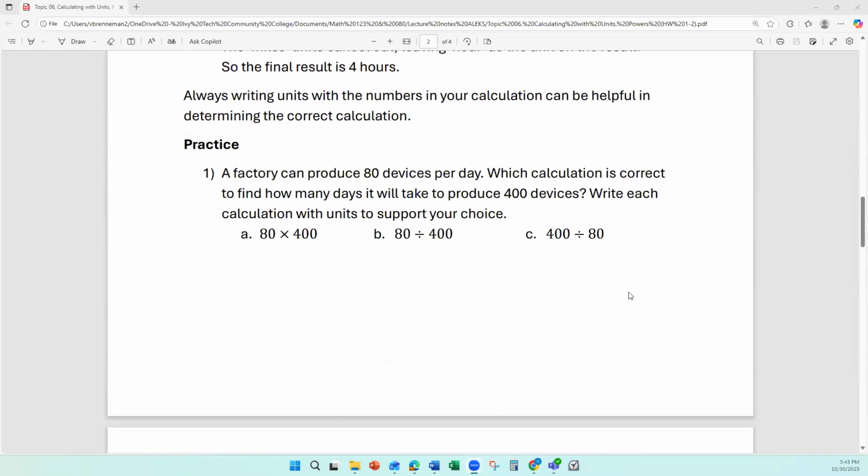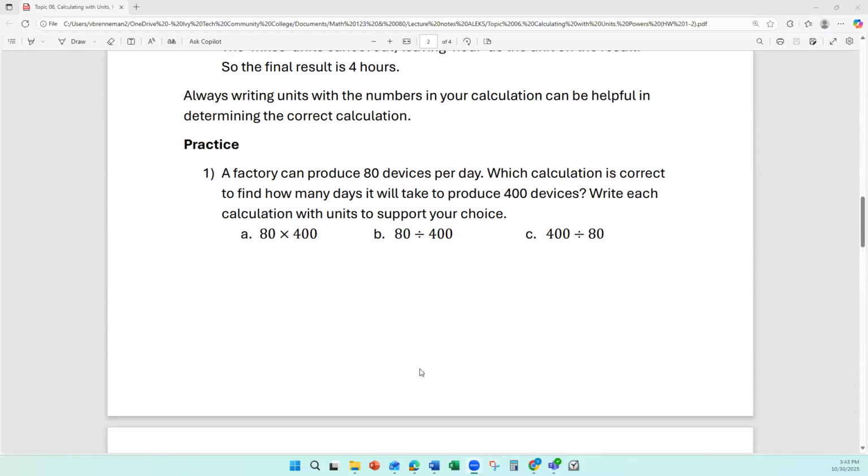So read through that information, but starting with practice number 1, we have a factory that can produce 80 devices per day, and we're looking for the correct calculation to find how many days it will take to produce 400 devices. So we have all the possibilities as far as multiplication and division: 80 times 400, 80 divided by 400, or 400 divided by 80.